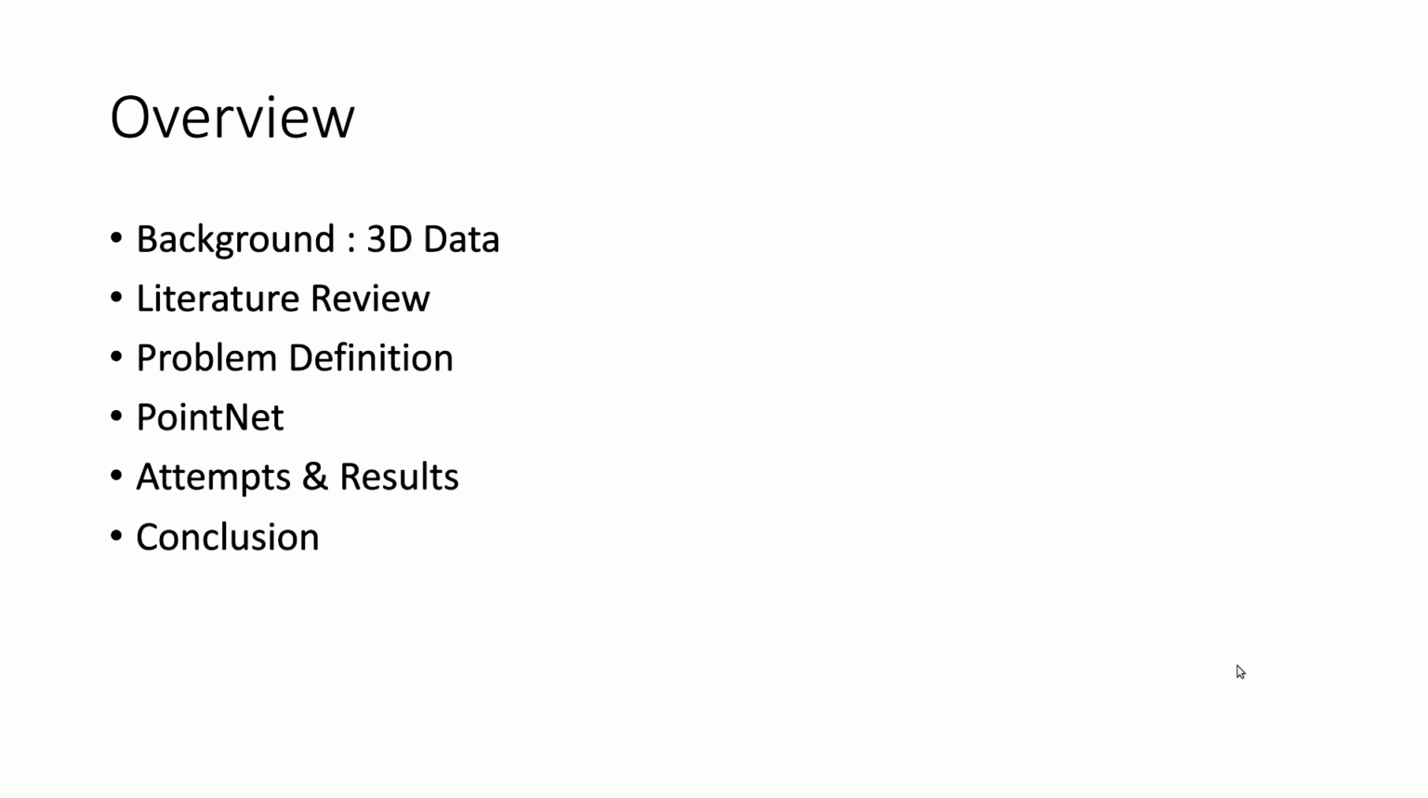Firstly, we will talk about 3D data, then we will look at the literature at that time. After understanding the 3D data and the literature, I will introduce the problem of the article. In the PointNet section, we will analyze the modules of the architecture which are referring to the problem. The last two sections include my attempts and results to understand the functionality of the architecture, and I will share my conclusion of the project. Let's start.